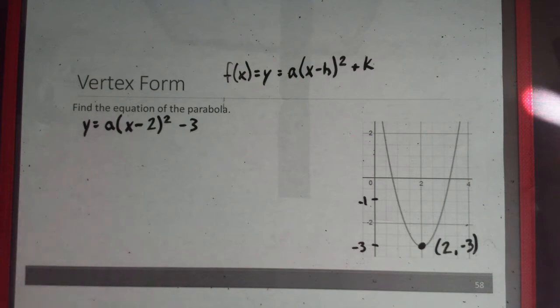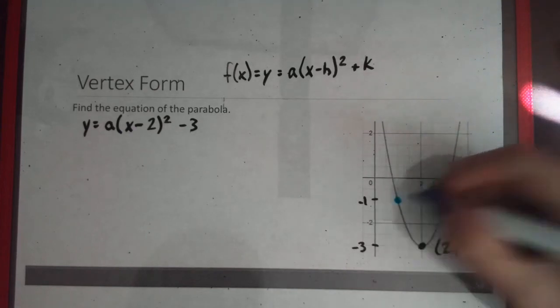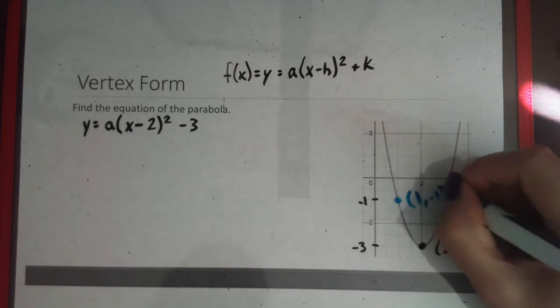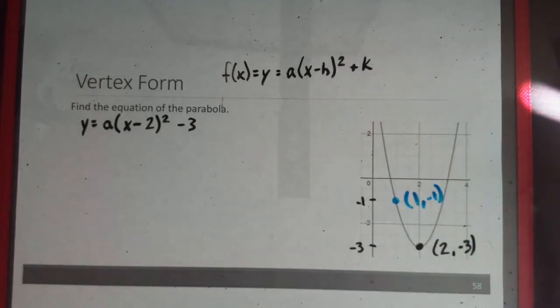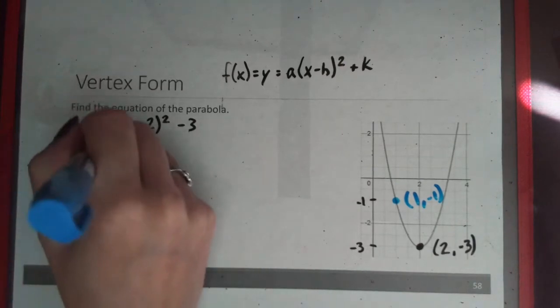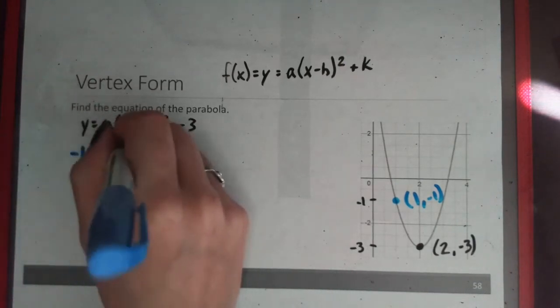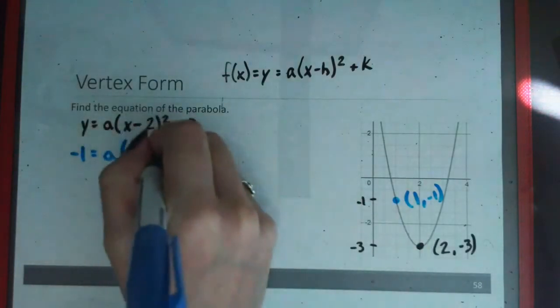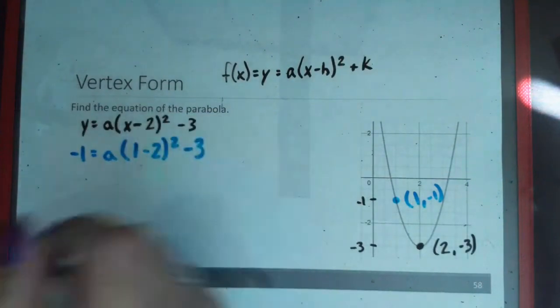So what I'm going to do is find another point on this graph and plug it in. I need to find a point where I can really tell what the coordinates are. And it looks like right here, I have pretty good coordinates. That has an x value of 1 and a y value of negative 1. So I'm going to plug that into the equation I have right now. So y, which is negative 1, is equal to a times the x value of this point, 1, minus 2 quantity squared, minus 3.